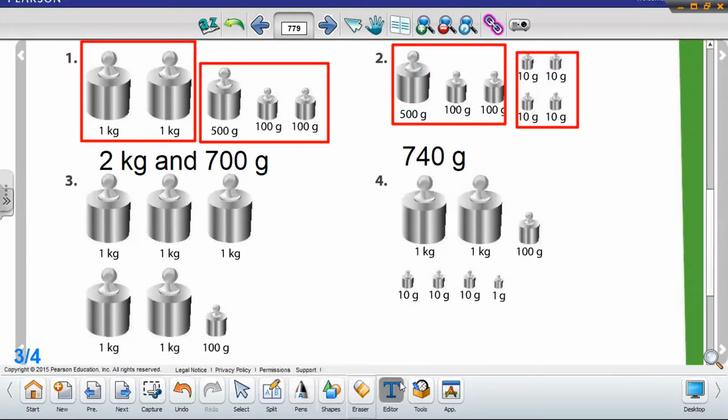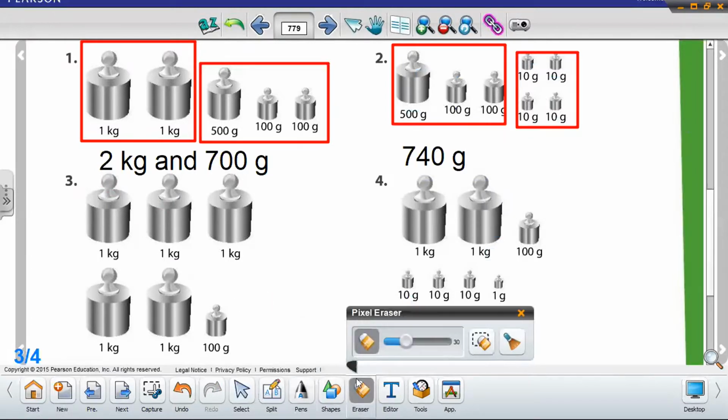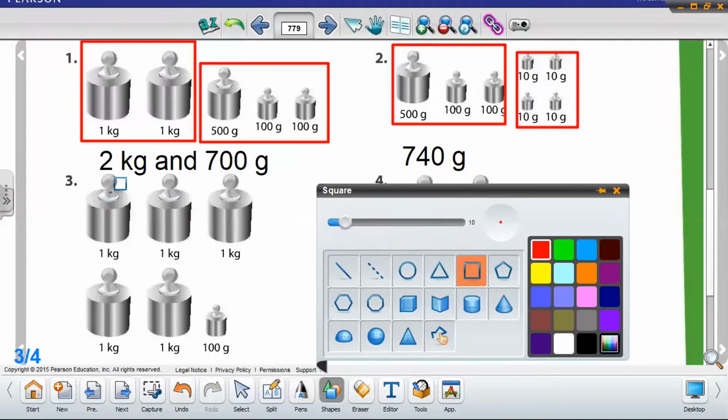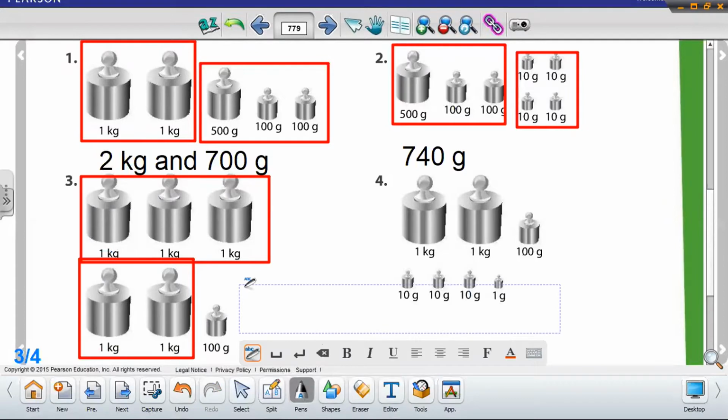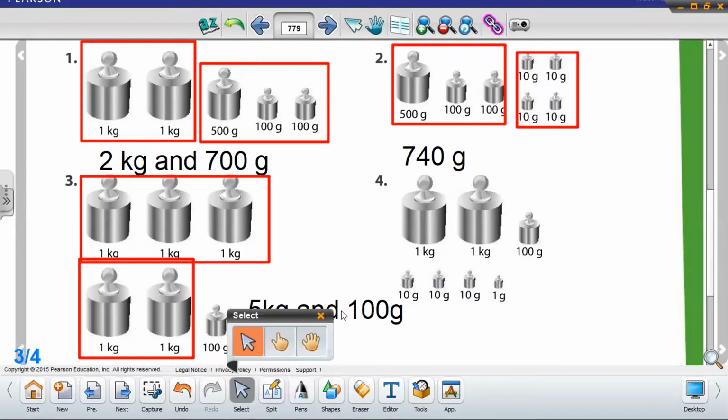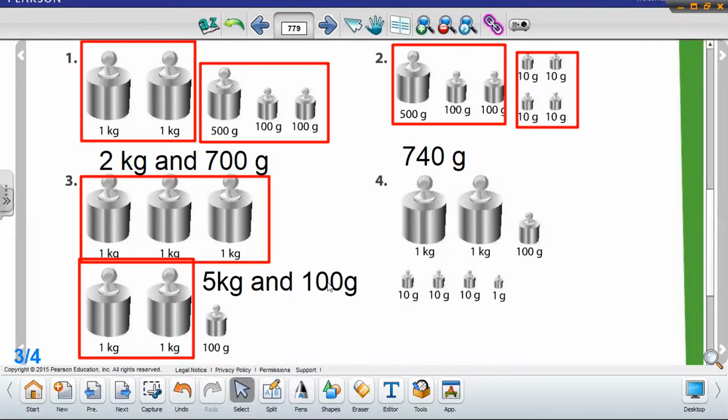Now number 3. In number 3, we add the grams together and the kilograms together. We have 5 kilograms and we have 100 grams. So the answer for question number 3 is 5 kilograms and 100 grams.